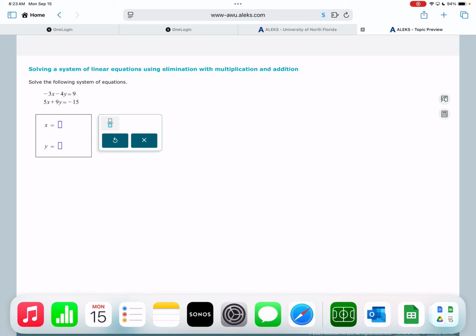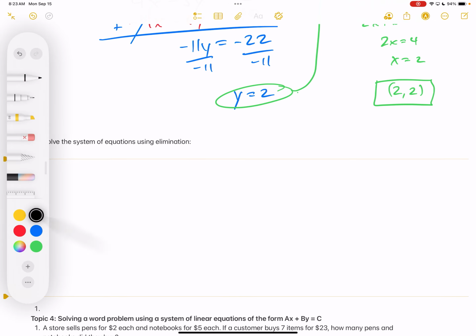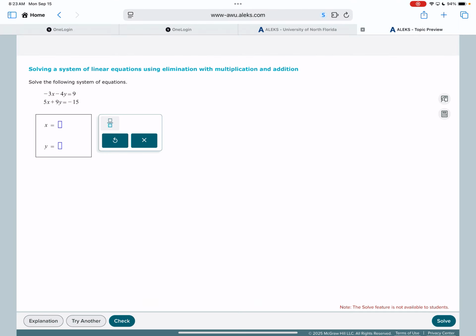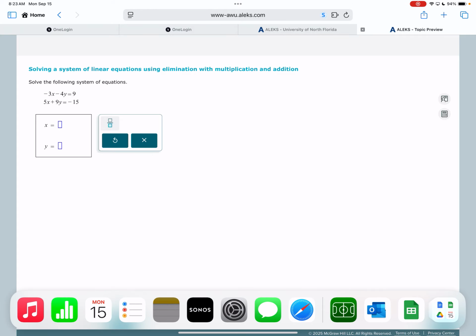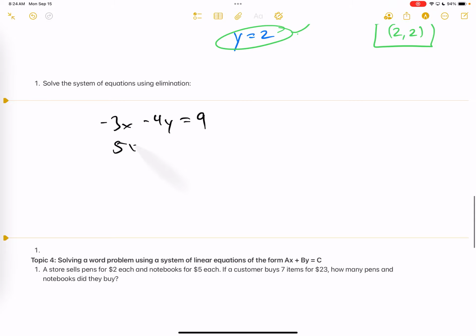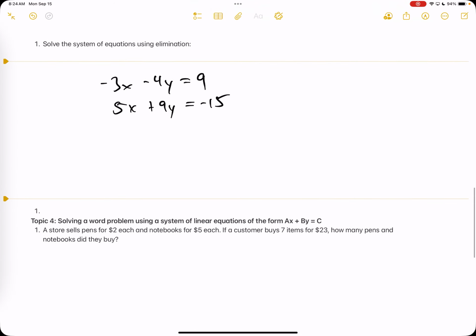Yes, negative 3x minus 4y equals 9, and 5x plus 9y equals negative 15. Negative 15? Yes. All right.